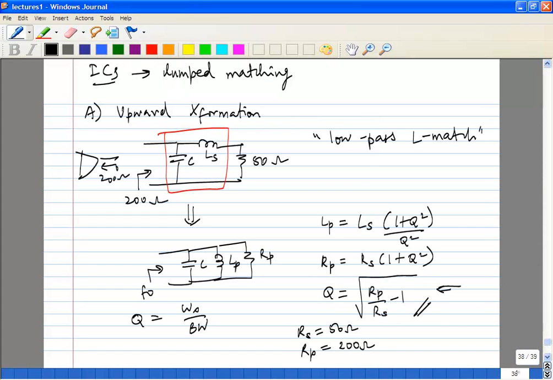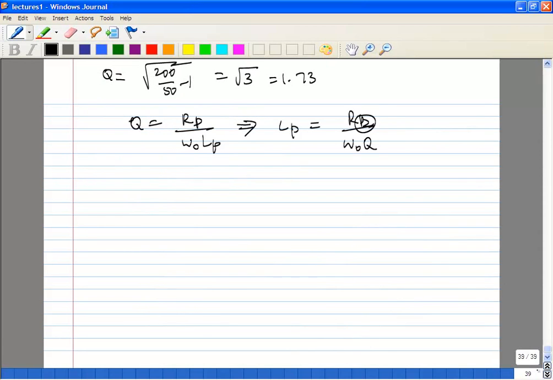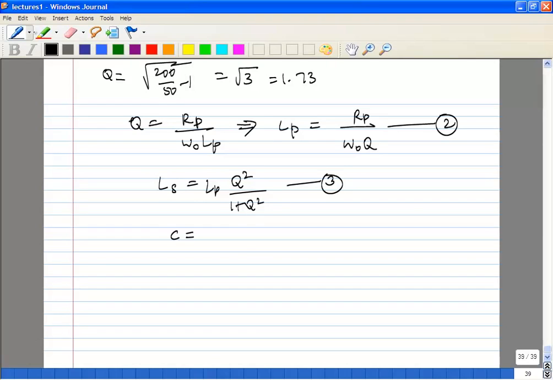So let's call this equation number 1. This is equation number 2, right? What is equation number 3? We know LS is LP into Q squared over 1 plus Q squared. Right? So now you found out LS. Okay? Then what do you do? What is C?